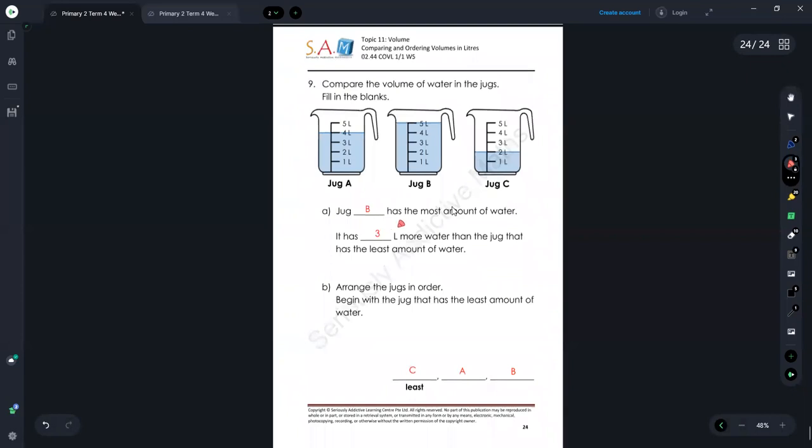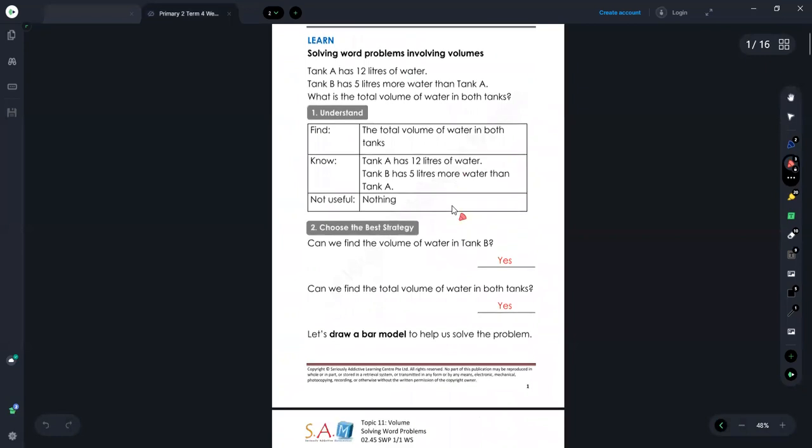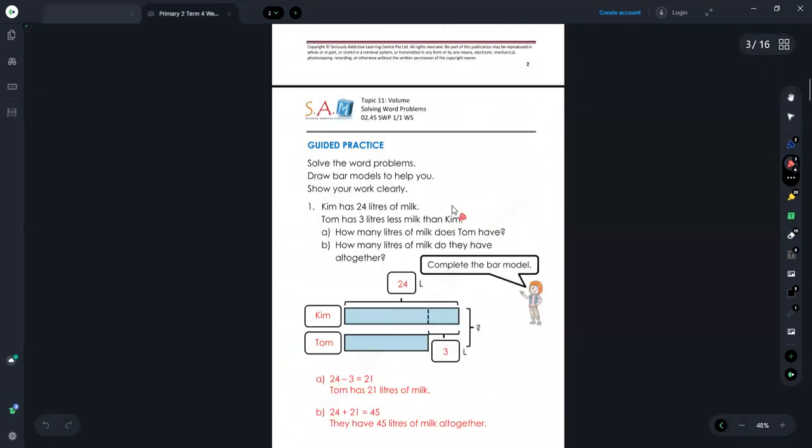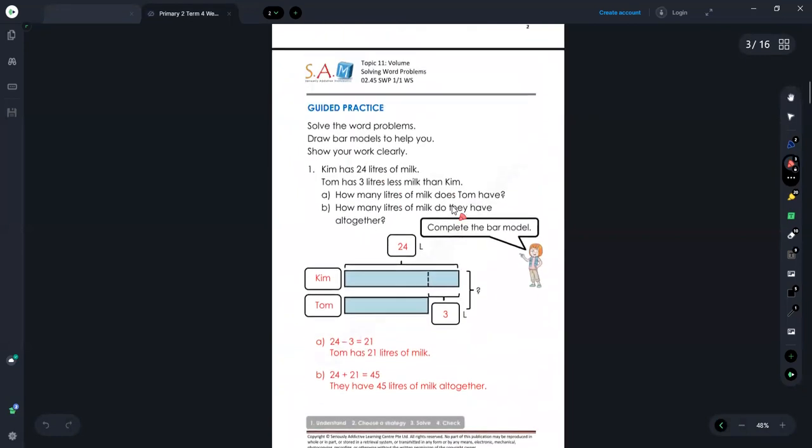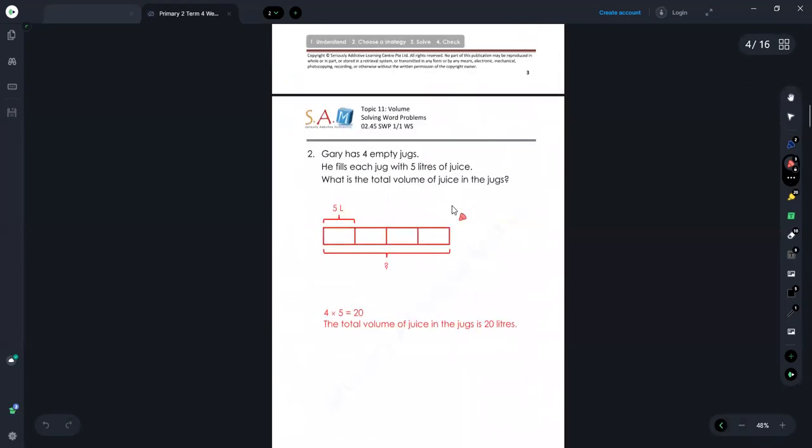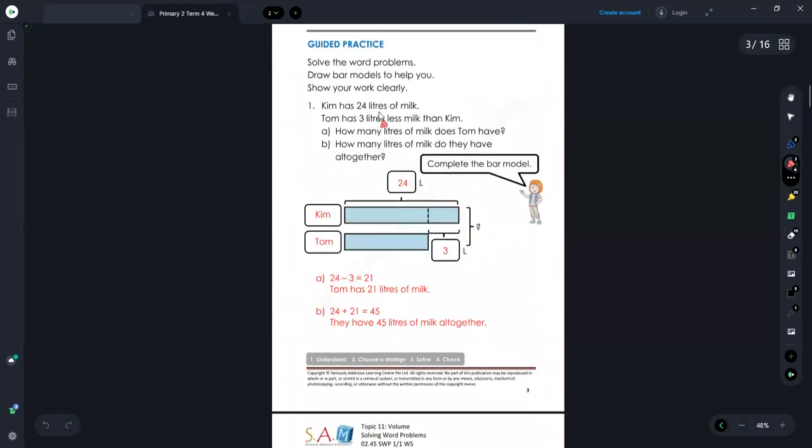Now we move on to book 2. Book 2 is word problem. So I'll skip and go all the way to the guided practice. Here, again, ask them whether this is a comparison question. Is it a multiplication question? Is it a division question?